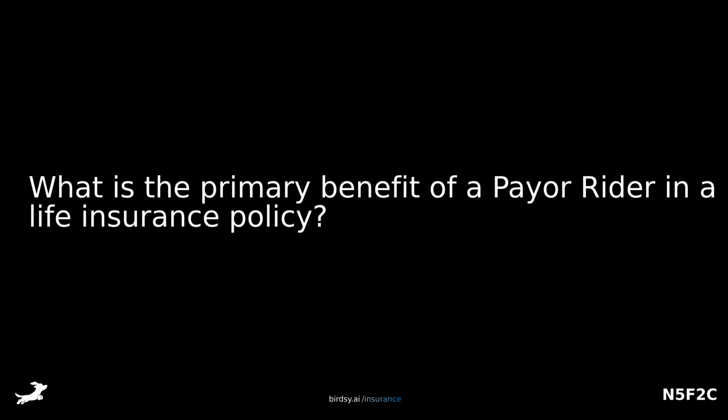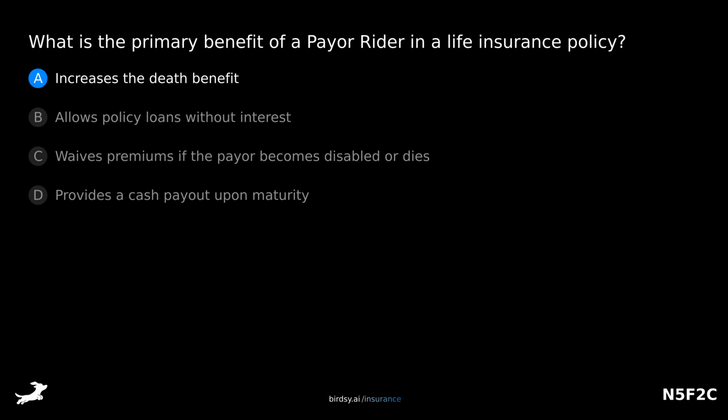What is the primary benefit of a Payor rider in a life insurance policy? Is it A, increases the death benefit? B, allows policy loans without interest? C, waives premiums if the payor becomes disabled or dies? Or D, provides a cash payout upon maturity?